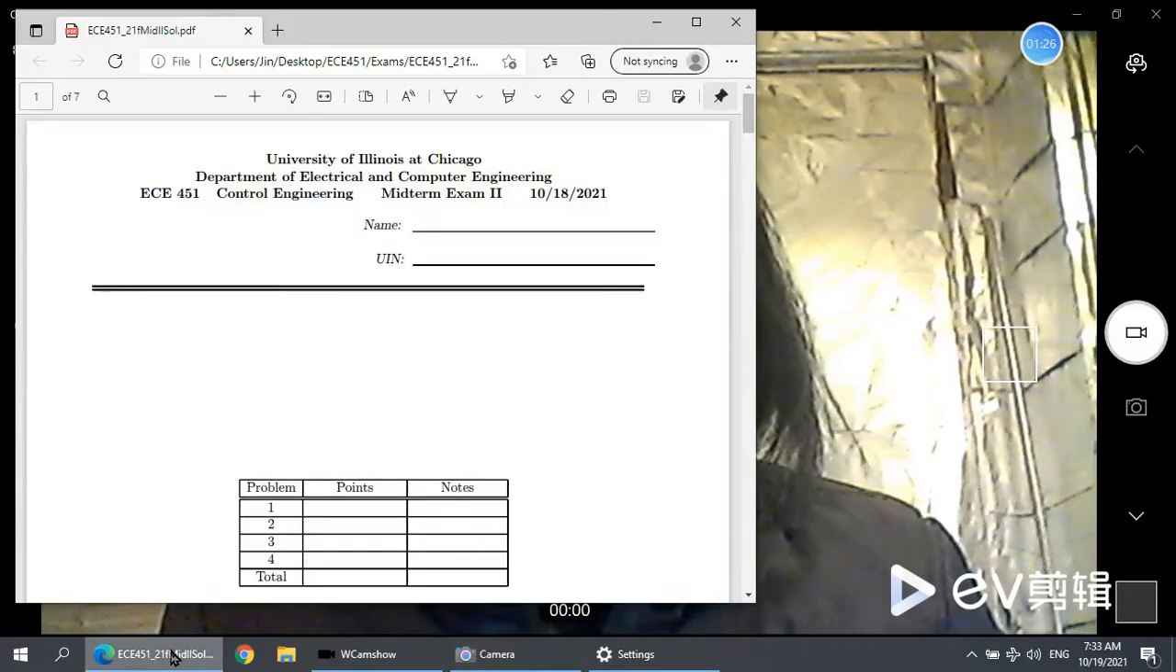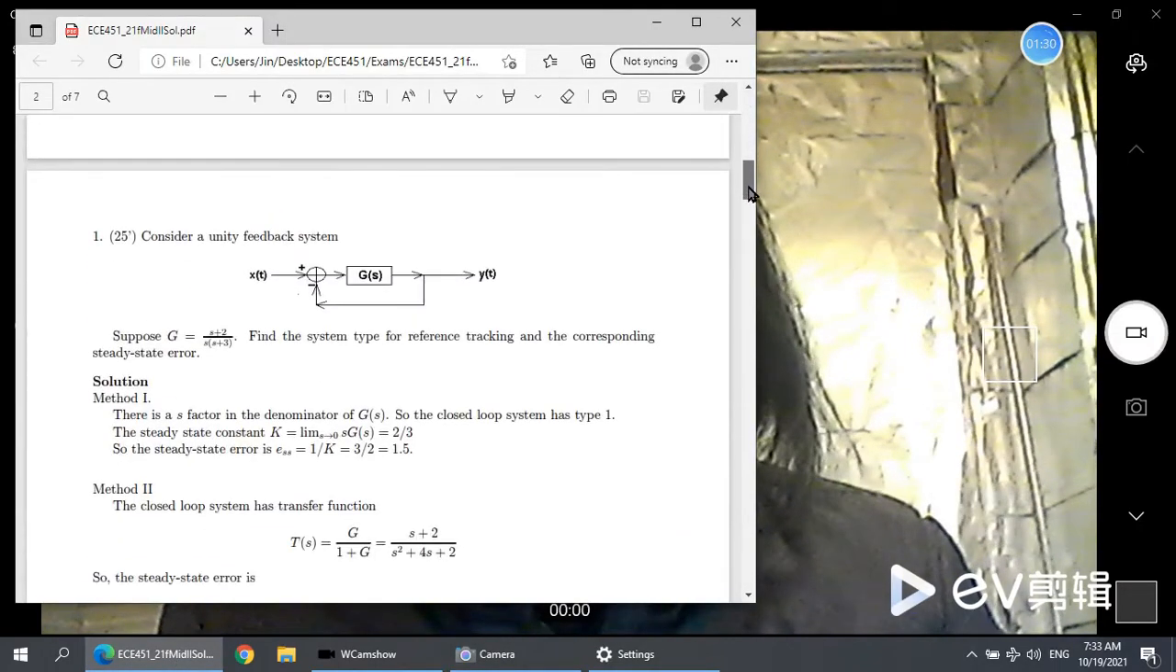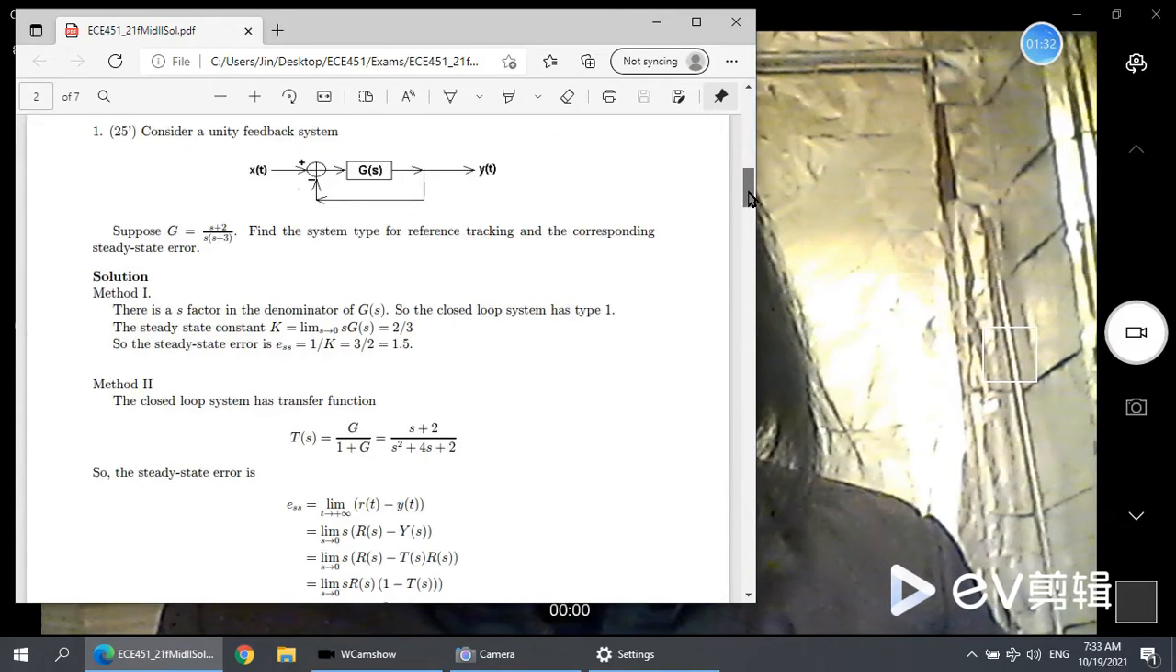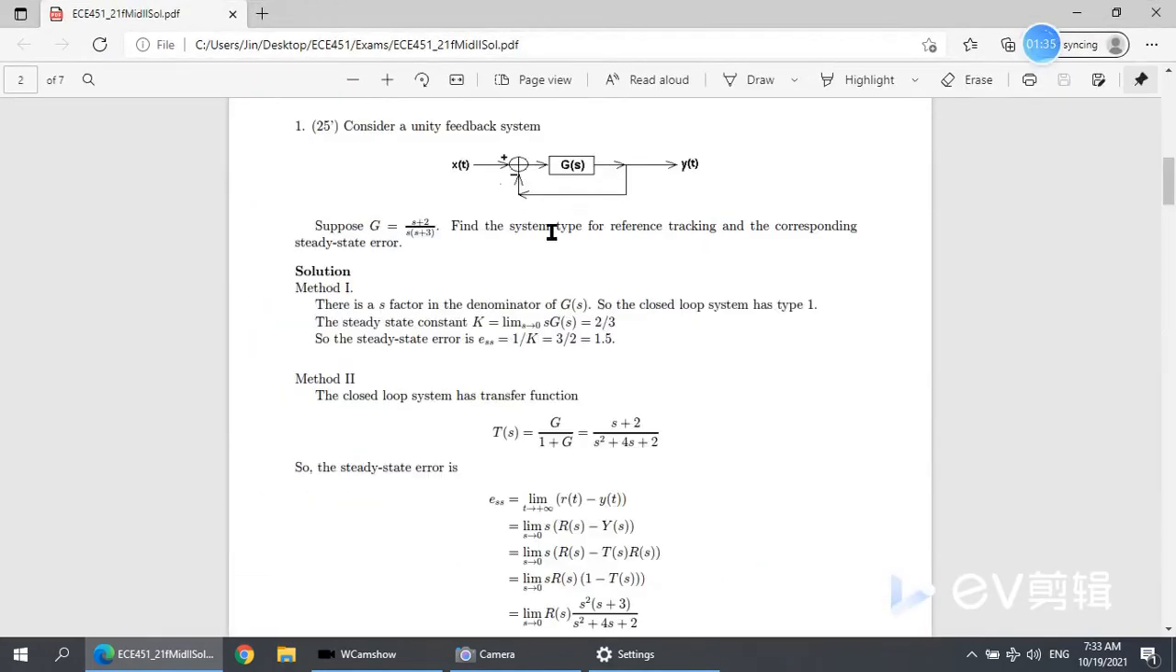Okay. Today is for the midterm. Let's go over the midterm exam problems. Monday you took midterm 2, right? Now we just go over the problems. I have the solution here. Okay, this is the first problem.